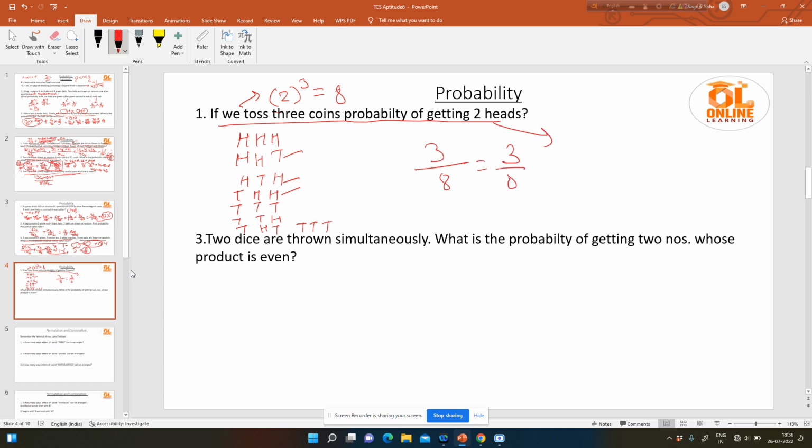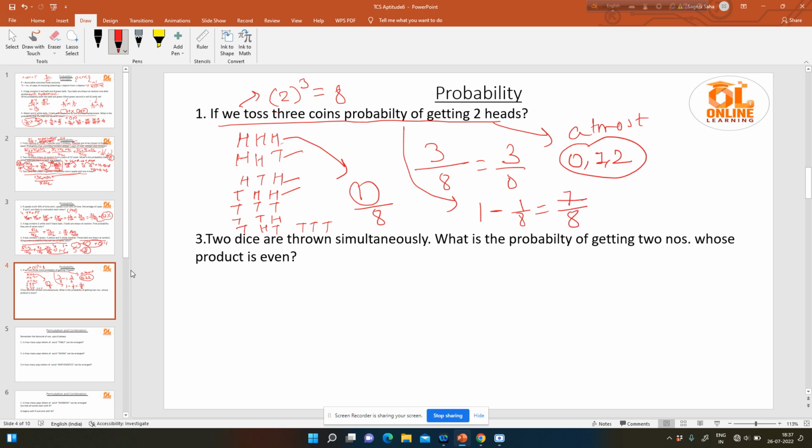Suppose they have given at most two heads. So we would consider 0 heads, 1 head, and 2 heads. In how many places do we have 3 heads? We have 3 heads in one place, right? So the probability of 3 heads is 1 by 8. So we can simply do 1 minus 1 by 8, then we will get at most 2 heads. That would be 7 by 8. We can see 7 by 8 easily here, but in a big question, this method will help you find the answer quickly.